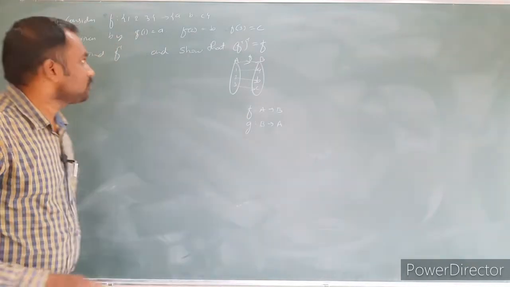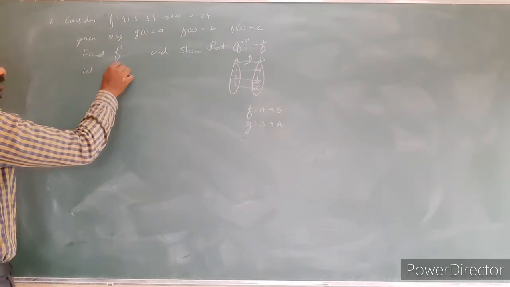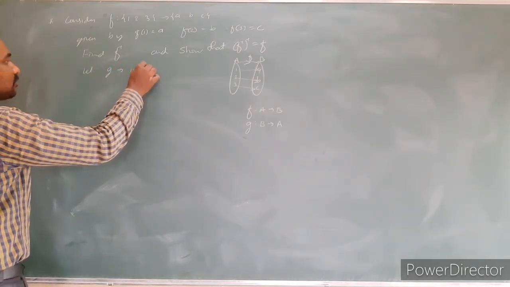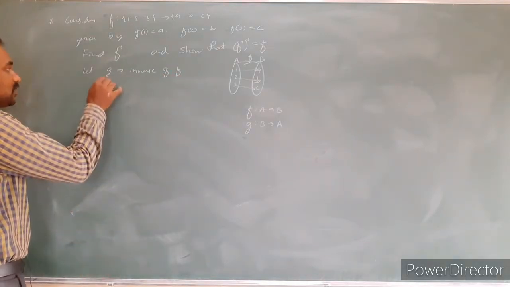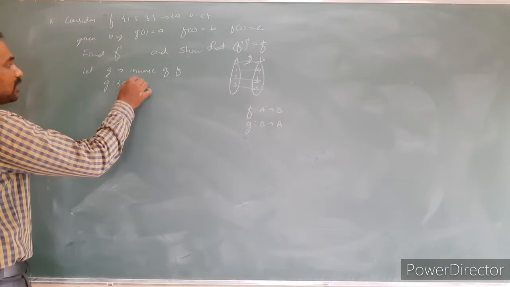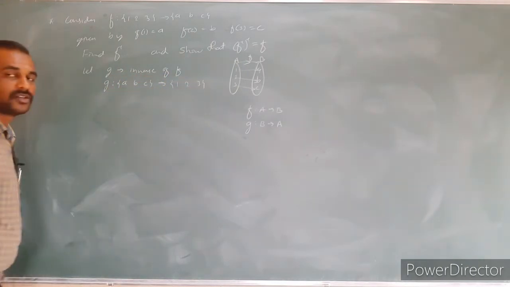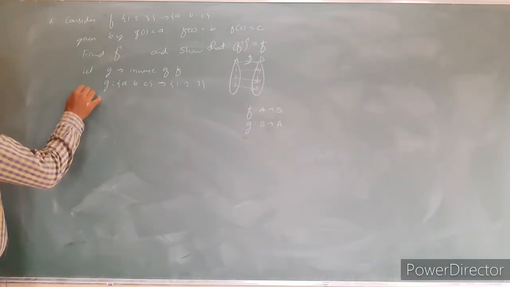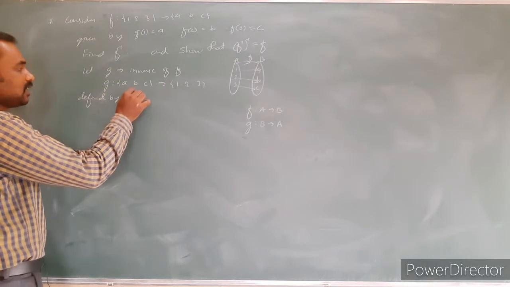Here also, I need to find the inverse of the function. Let me just name G as the inverse of the function f. G is the inverse of the function f means the domain and the codomain will be interchanged. 1, 2, 3. The domain and codomain will be interchanged and it is also defined by... how is this function defined?